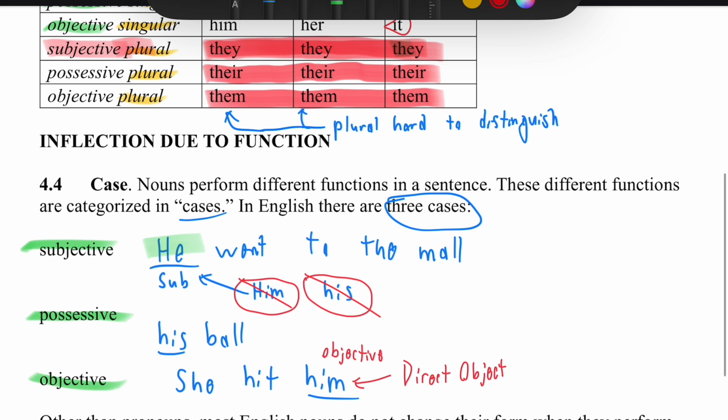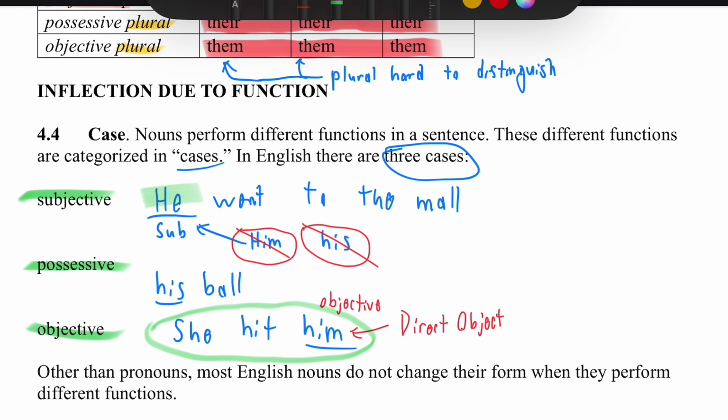Other than pronouns, most English nouns do not change their form when they perform different functions. In this case, "she hit him." Those change forms based on who's doing what. But if you had "Sally hit Tom," or "Tom hit Sally," those forms are the same. And that's true of, again, most English nouns.